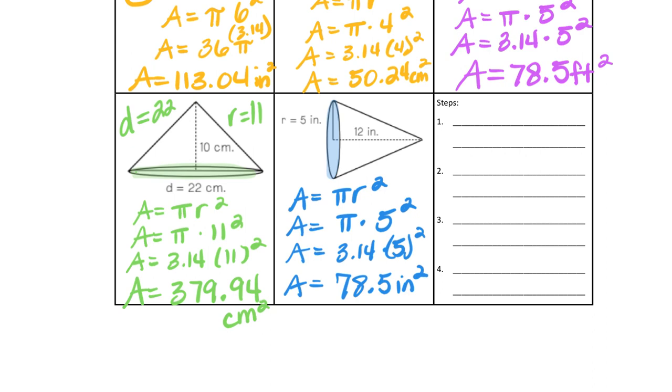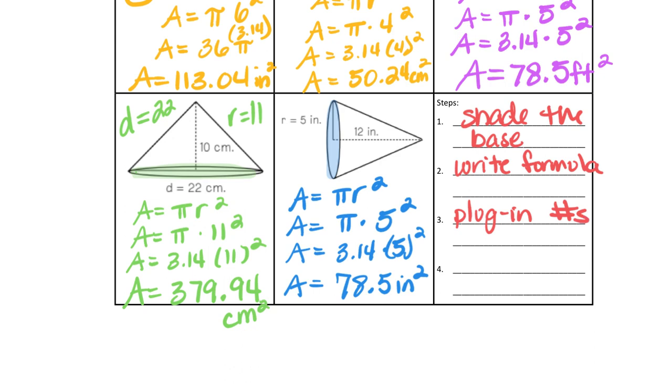So to kind of bring all this together, the process is as follows. Shade the base, write the formula, plug in numbers, and then calculate in Desmos, of course. A lot of these times you're going to have to round, so that's okay though.